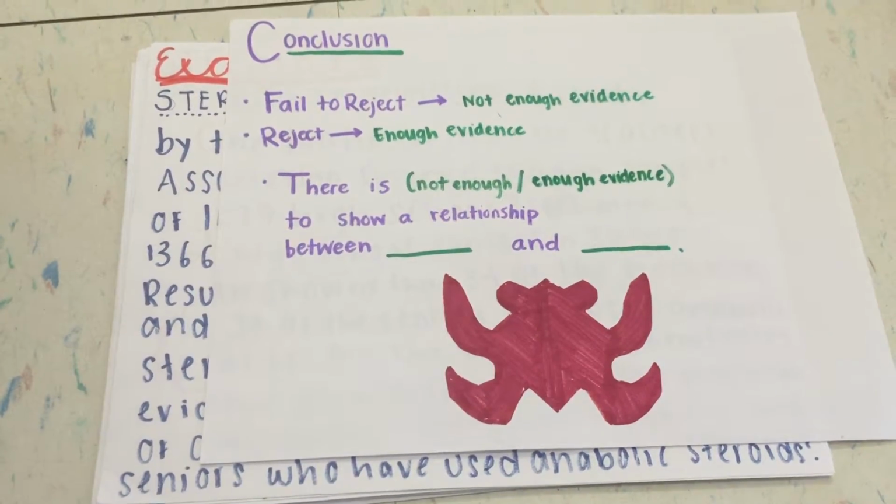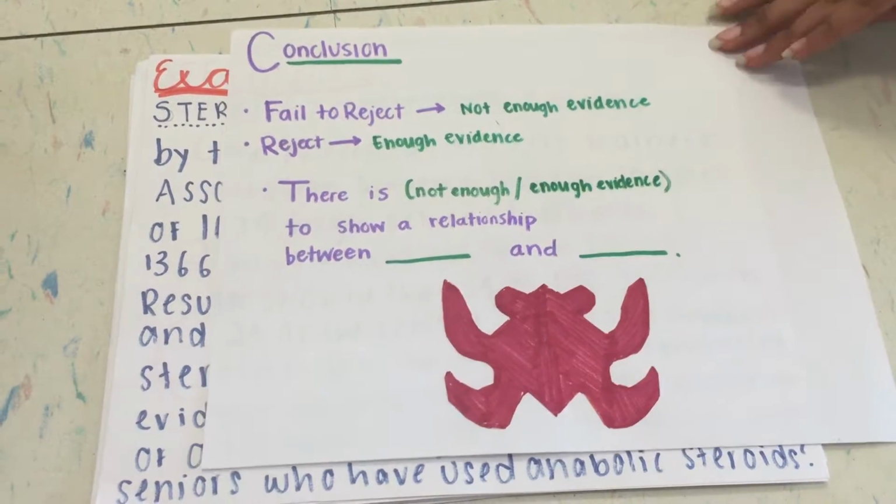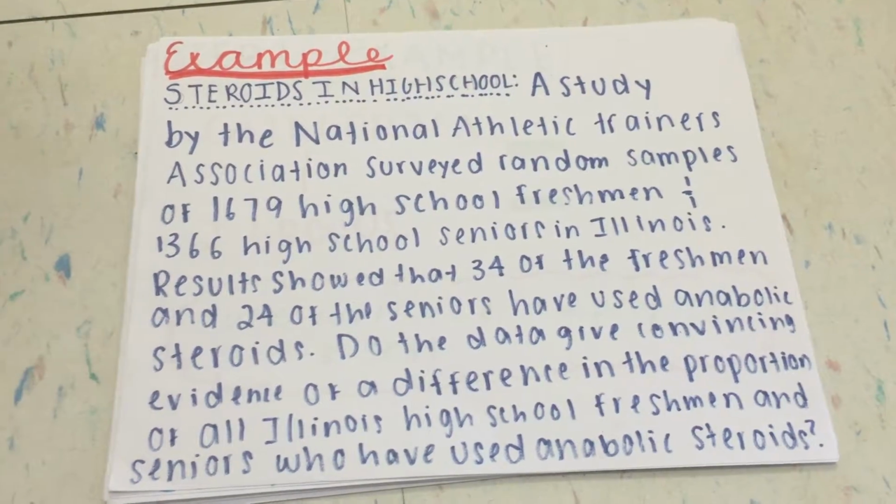Finally, we write a conclusion. This needs to be in context and state whether there is or is not enough evidence. Now let's work an example.